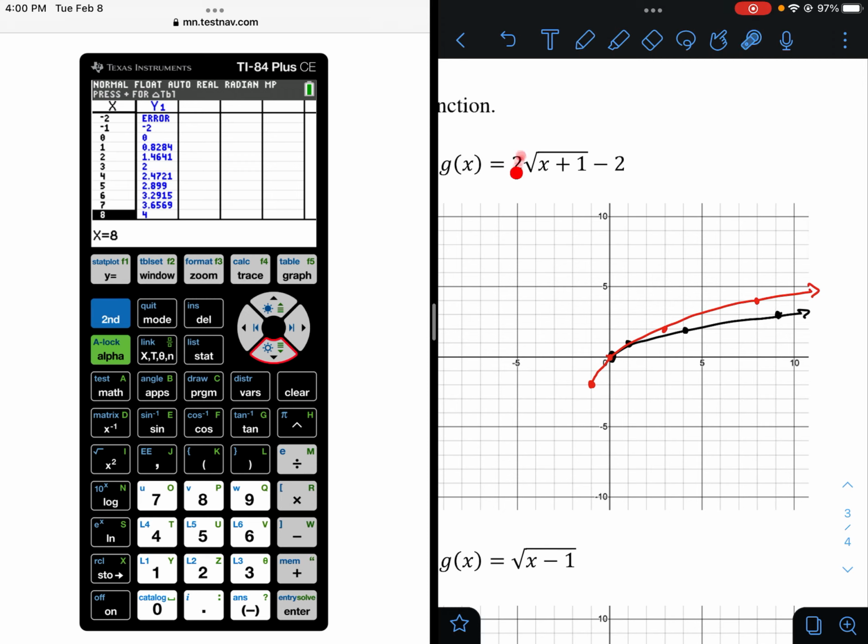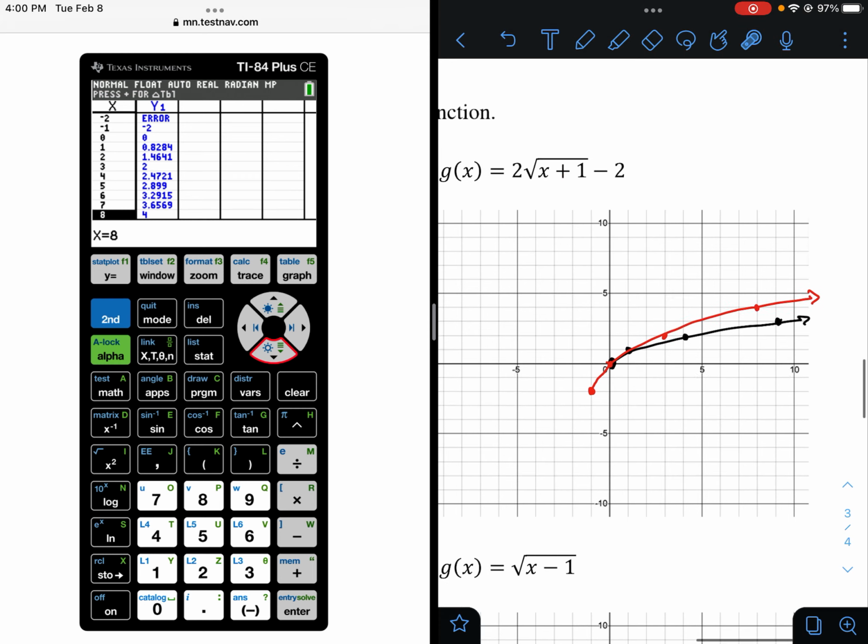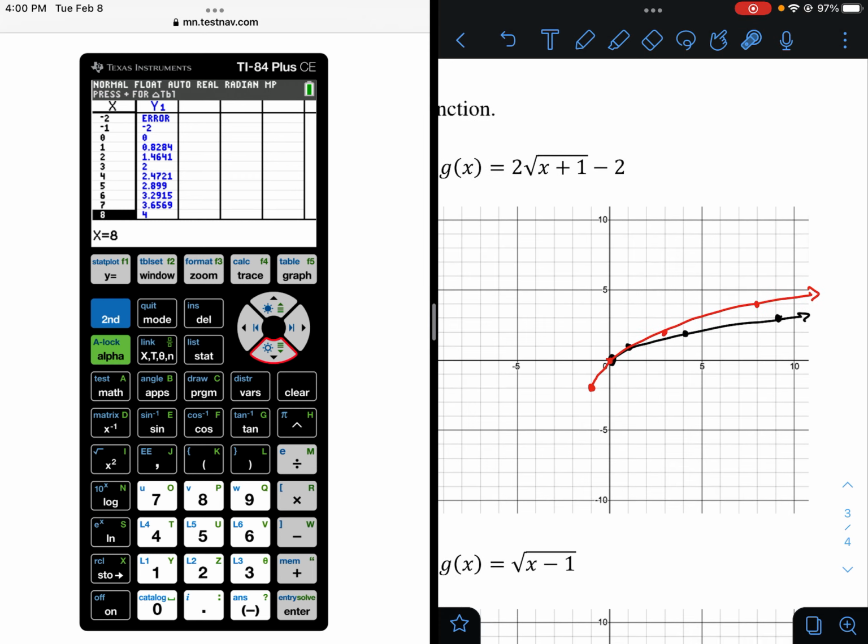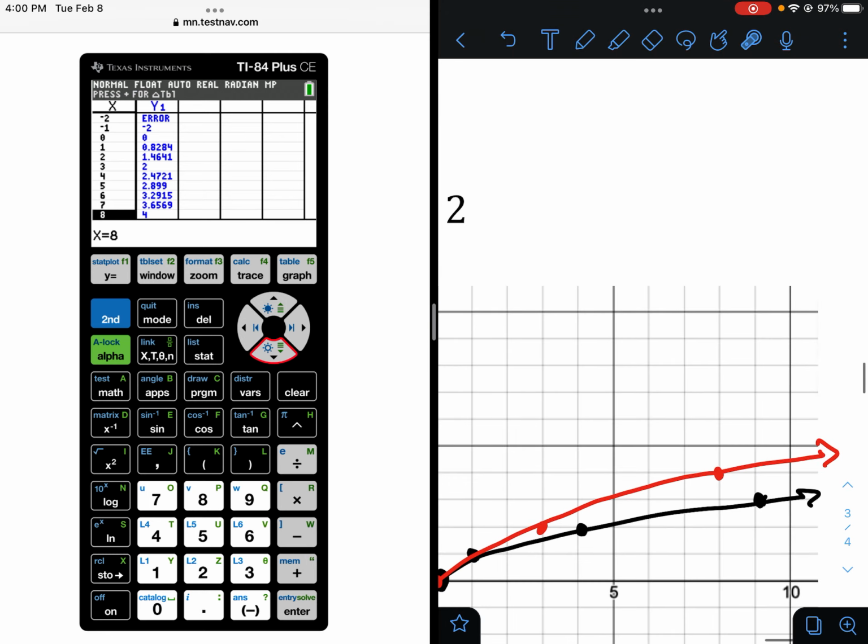So I would say this is a vertical stretch. A vertical stretch by a factor of 2. This moves it left 1 and down 2 when you describe your transformation.